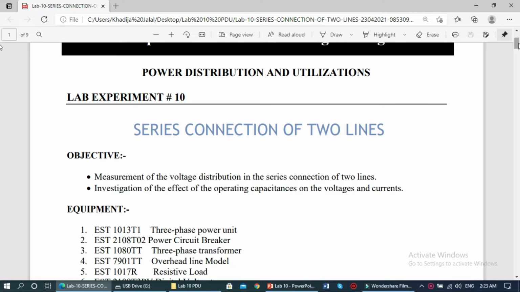So here we will pass two circuits. In the first circuit there will be two transmission lines connected in series, but in the first case the operating capacitance will not be connected, and in the second circuit we will connect the operating capacitance by inserting the bridge plugs. Then we will investigate the effect of this operating capacitance on the voltages and currents, and also see how voltage is distributed in the series connection of two lines.